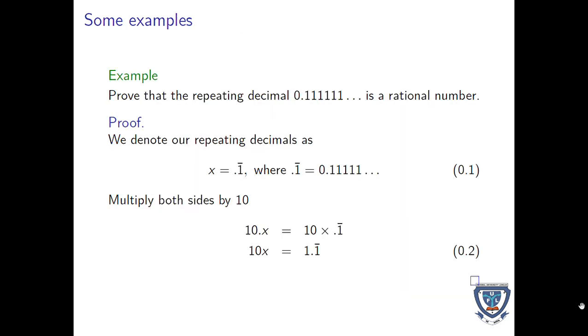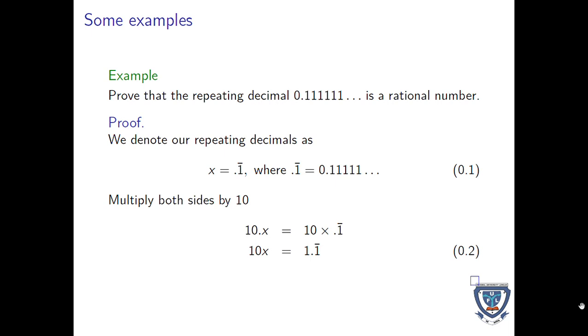Let's look at some examples of the number system. The example I have here says you should prove that the repeating decimal 0.11111 and so on is a rational number. To prove that, we denote our repeating decimal as x equal to 0.11111.